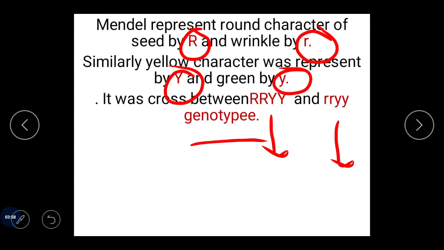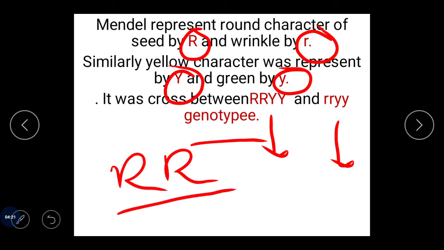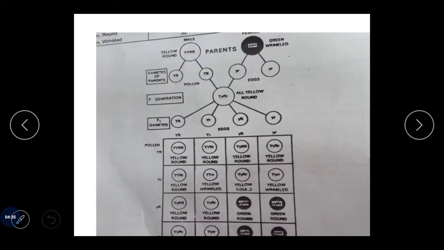So why this RR, why this YY? Because round is the shape, yellow is the color, and you know that every character, every trait is controlled by a pair of genes. So here the round shape is controlled by the pair of genes, that is capital R, and that's why we take capital R and capital Y. So this is the plant with round and yellow seeds, and this is the plant with green and wrinkled seeds. So Mendel formulated his cross like this.